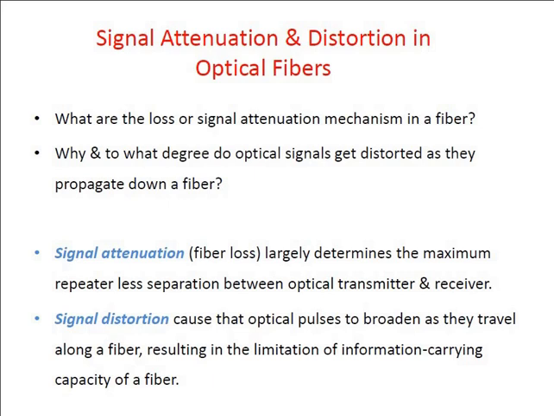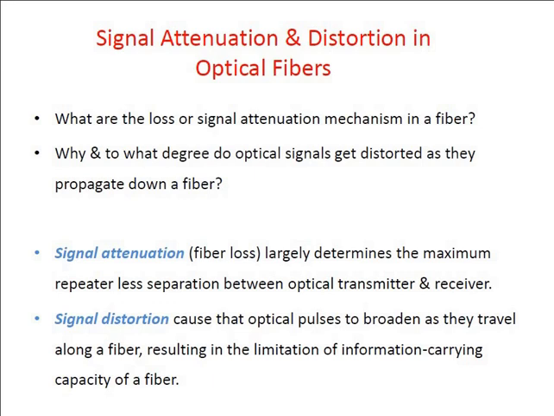Okay, and to what degree are the optical signals getting distorted? We are going to discuss this. So first of all, we are going to see about the attenuation. Okay, so what is signal attenuation? Signal attenuation means signal loss, or power loss in the fiber cable. So it is the most important characteristic of the cable.